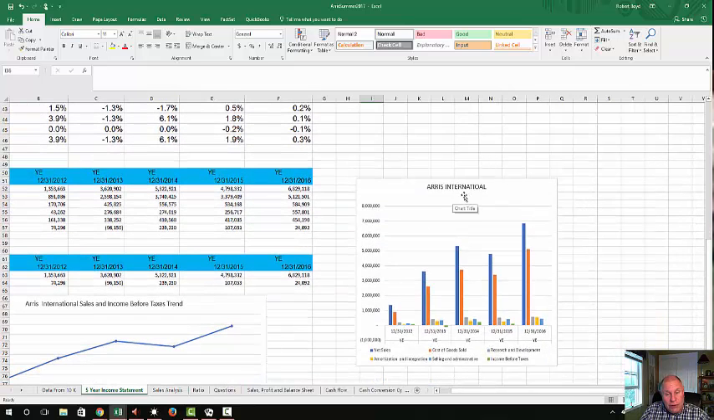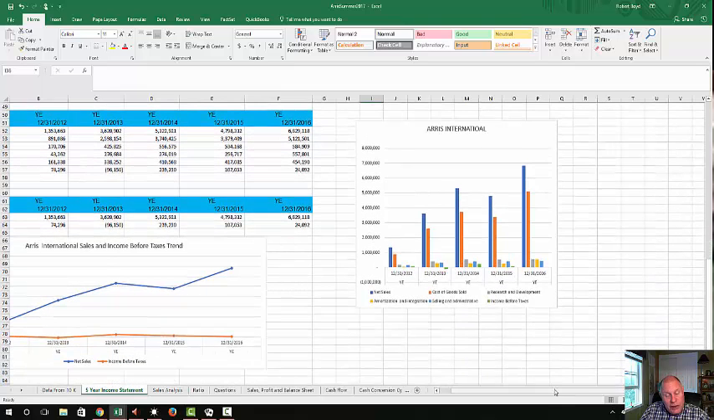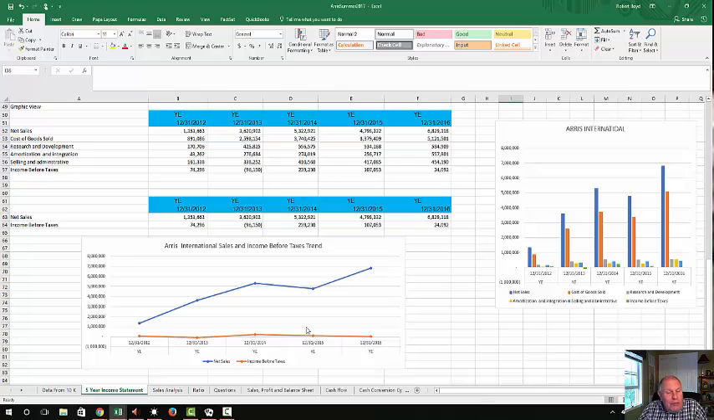Notice it's labeled. So this is ARRIS International. This is by year. So we can see, again, here's the sales, the blue, and then we can see how much is the cost of goods sold, and we can see the relative relationships there. So that's one form of a chart. You could do many. It's what's going to be meaningful. In this place, I did a similar chart, but I only had two variables, net sales and income before taxes.